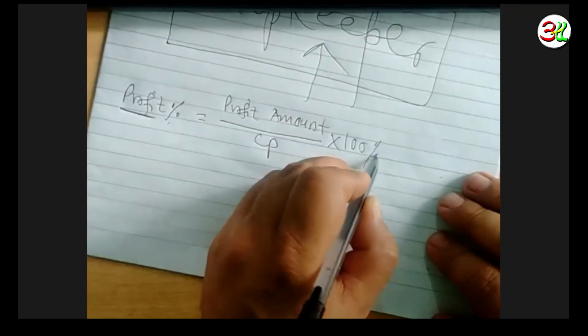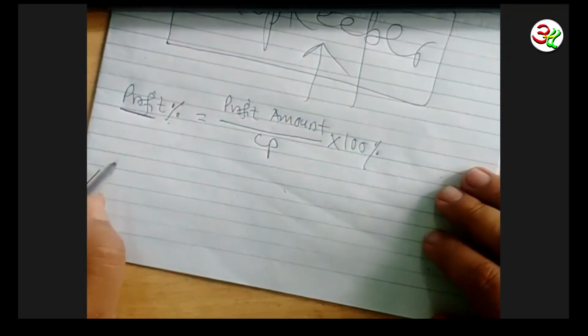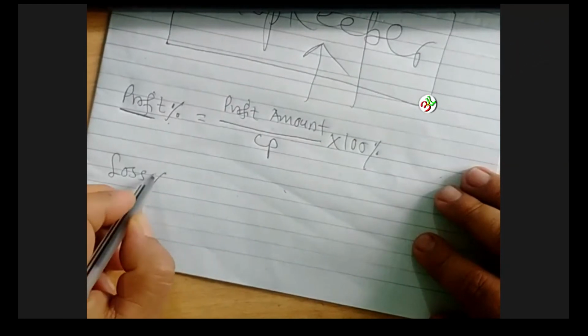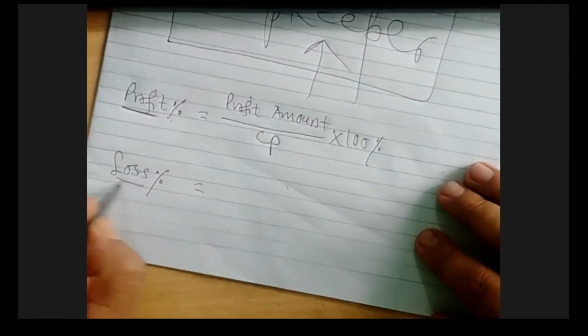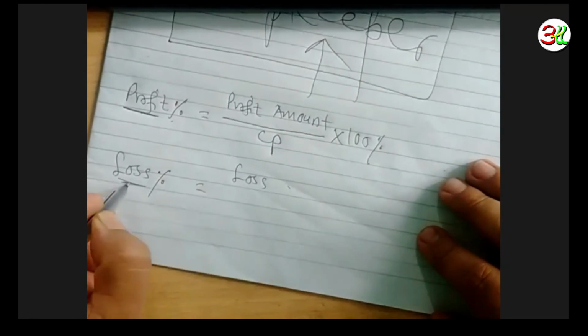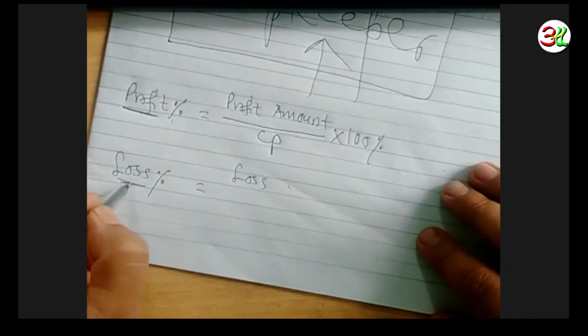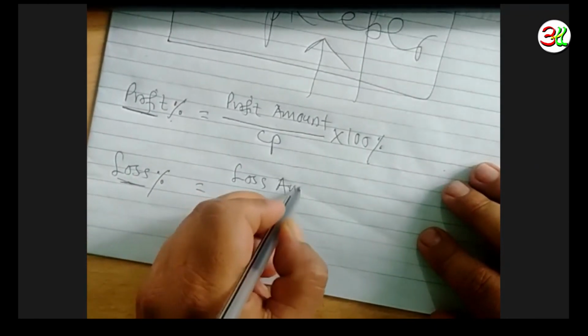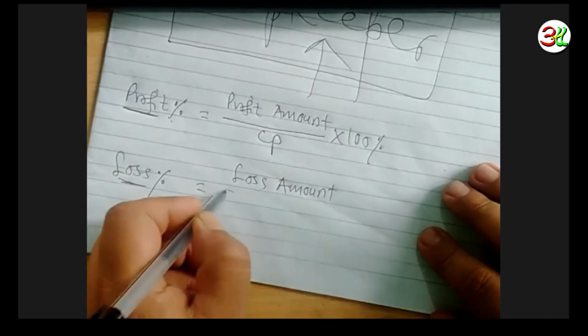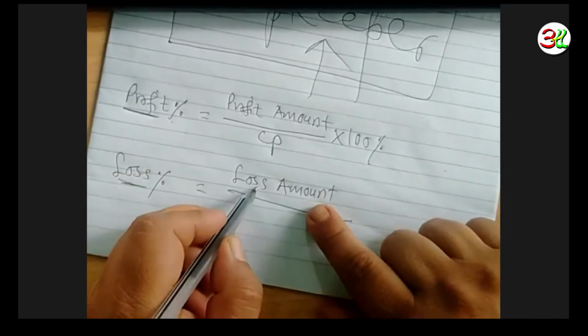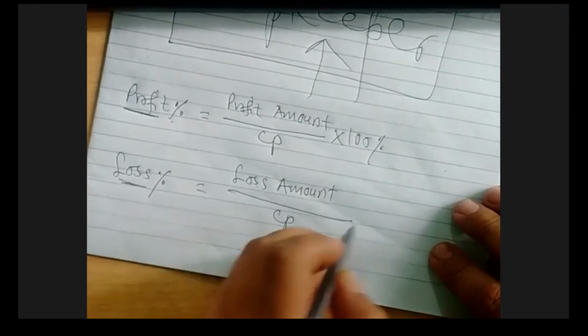So how do you find out loss percentage? To find out loss percentage, we divide the loss amount by CP, because profit and loss depend on cost price, into 100%.